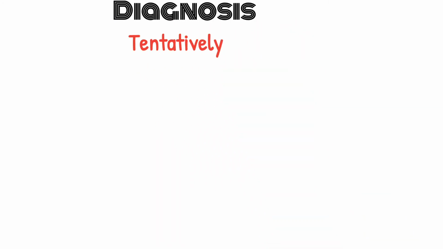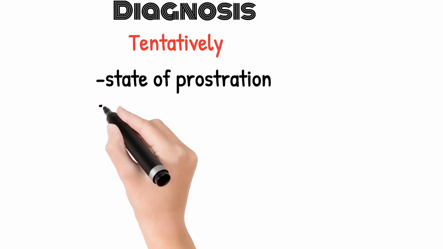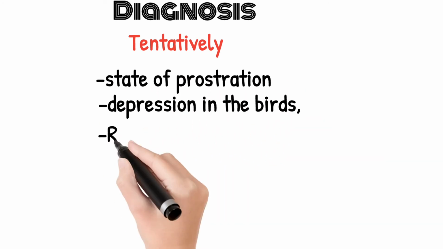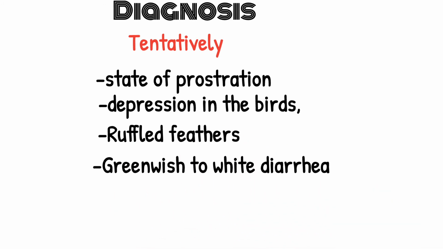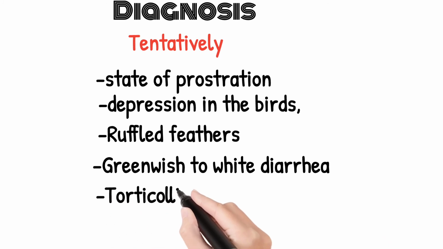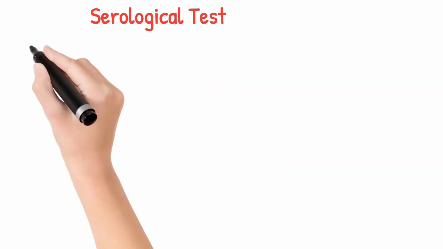Diagnosis. Tentatively, Newcastle disease may be diagnosed based on vital clinical signs such as a state of prostration and depression in the birds, with ruffled feathers, greenish-white diarrhea, and, in survivors, the head turned to one side, a condition known as torticollis, is very often seen, as are paralysis of the legs, wings or other neurological signs.